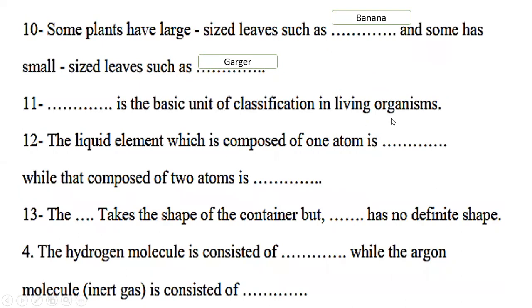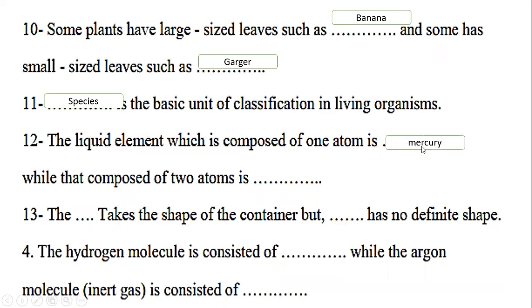Oh, stop. Here it is living organisms. Don't say atom, yeah? It is a species. Species is the basic unit of living organisms. The liquid element which is composed of one atom is one atom. It's mono, yes, monoatom.